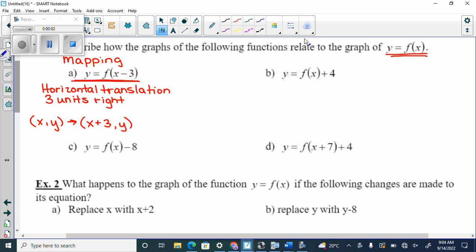Okay, so the description for this one, it's at the back, it's not with the x, so it'd be a vertical translation.